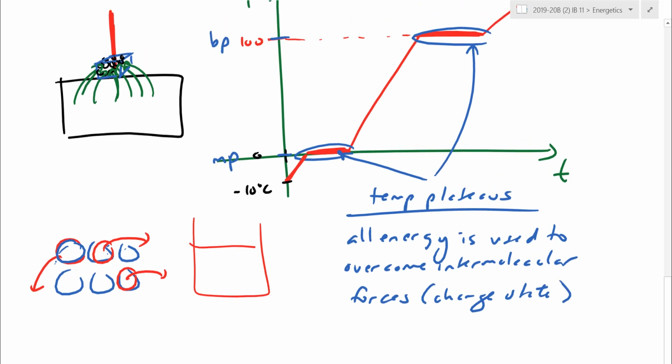So what I'm saying here is, on the left-hand side here, we have 100% in the ice form, so it's 100% solid. By the time we're at 0 degrees on the other side, we're actually 100% as a liquid.